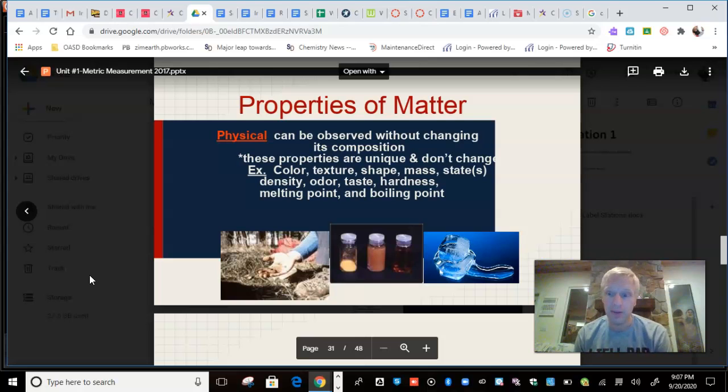What we are going to be doing in these notes is talking about physical properties, chemical properties, physical changes, and chemical changes. But before we do that, I just want to share a Father's Day gift that I got.